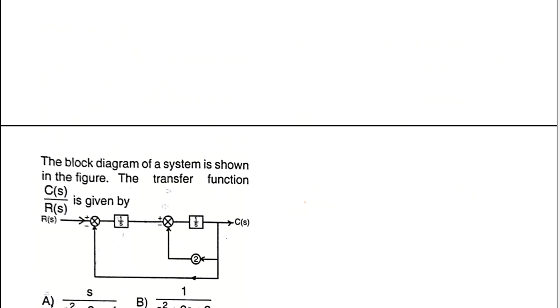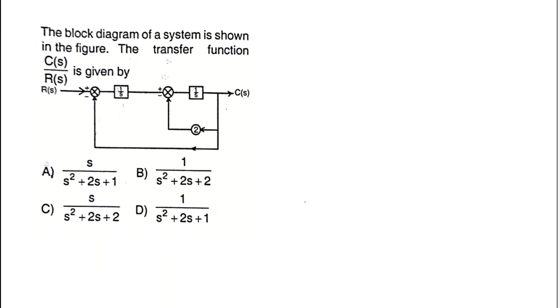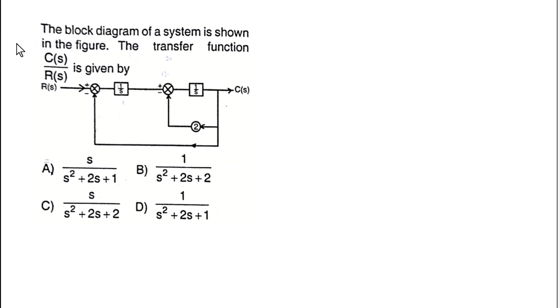I'll move to the next slide here. Okay, so this is a basic question that is asked here. The block diagram of a system is shown in the figure. The transfer function C(s)/R(s) is given by. You can use Mason's gain formula to solve this network, or you can go for the signal flow graph technique. Both give the same result. So I'm going to use Mason's gain formula here. As per Mason's gain formula, what are the forward paths that we have here? Only one forward path, that is 1 by s into 1 by s, which is nothing but 1 by s square.